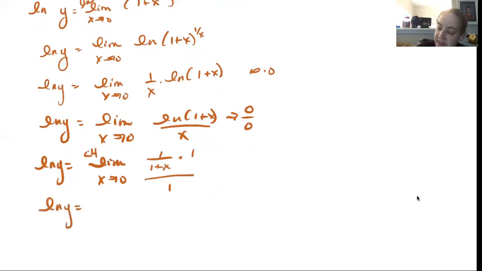So if we simplify this a little bit algebraically, this becomes 1 over 1 plus x. Now, pop that 0 in for x and we get a 1. But the answer is not 1.